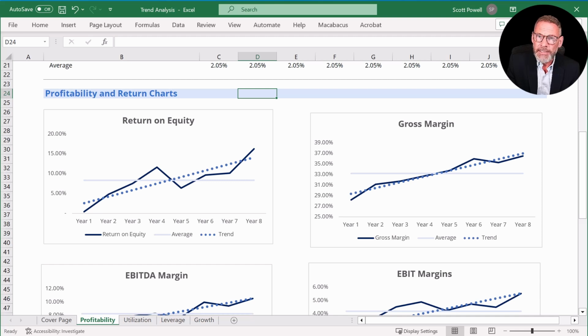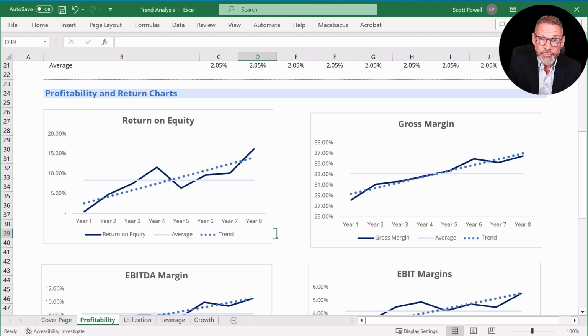The blue dotted line was actually automatically plotted by Excel. You can ask Excel to plot a trend line. Trend lines are particularly useful when there's a lot of volatility. And then the light blue line that's horizontal is the average return on equity or the average gross margin and so on. Now, you can probably quickly see the trends here where they weren't self-evident just looking at the numbers.